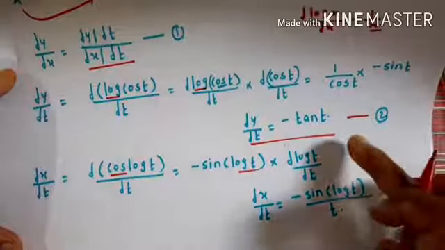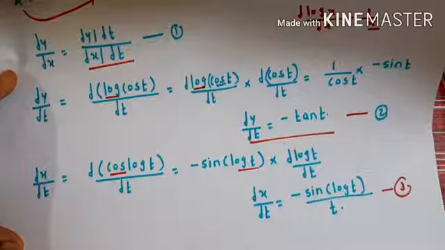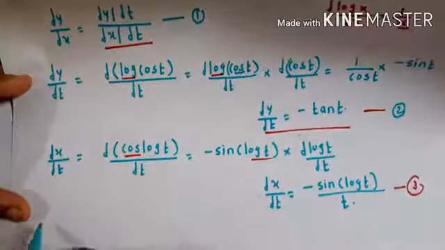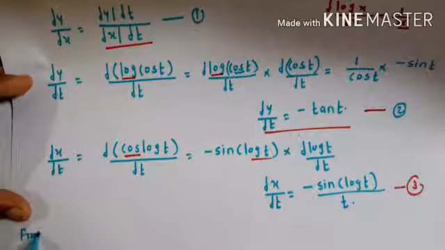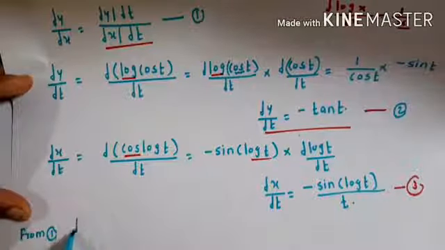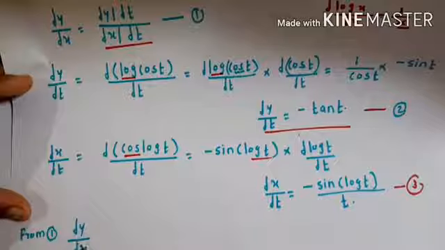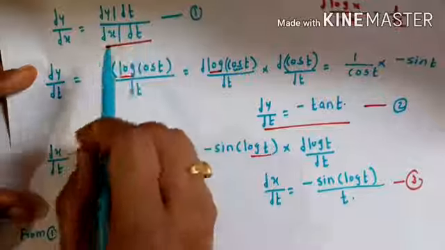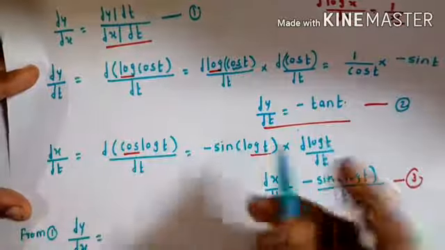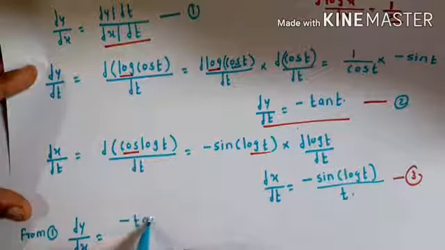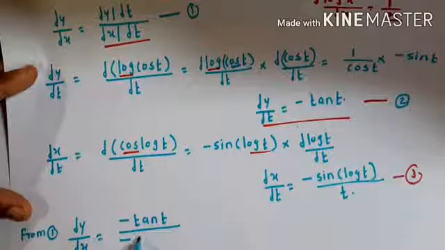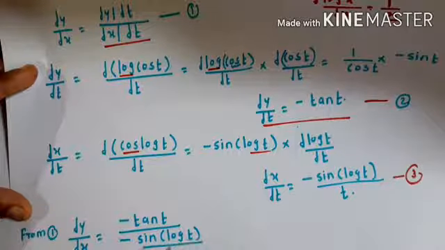Now put the value of 2 and 3 in equation 1, we will get dy by dx. Okay students, so here from 1, dy by dx equal to dy by dt upon dx by dt. So what is the value of dy by dt? Dy by dt is minus tan of t upon dx by dt is minus sine of log of t upon t.